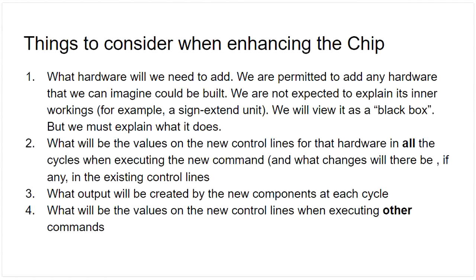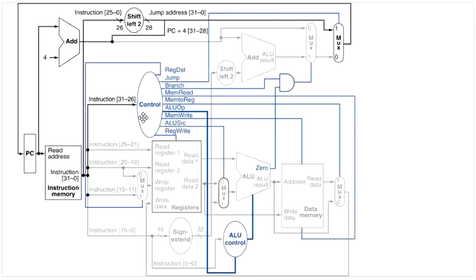Second, we have to explain what all the values on the control lines are going to be for that new hardware in all of the stages or cycles for executing our new command, and what changes there might be theoretically to other control lines for our command. In other words, let's look at this picture here. We have our controller, and he has control lines. If we add some new hardware over here or over here, we may need to add another line to control it. So we may have to add a new control line.